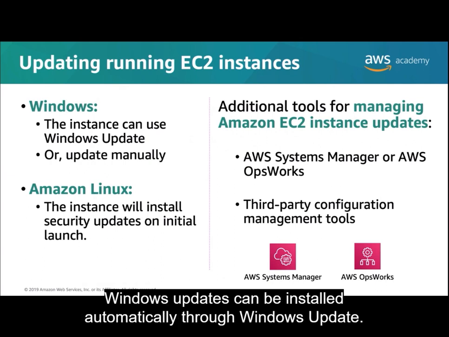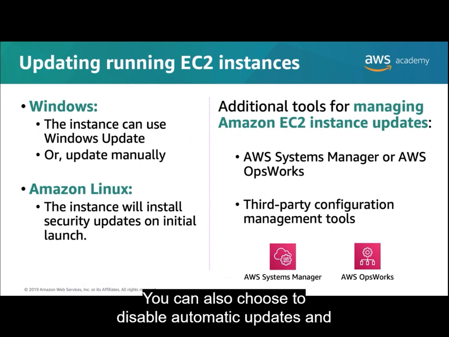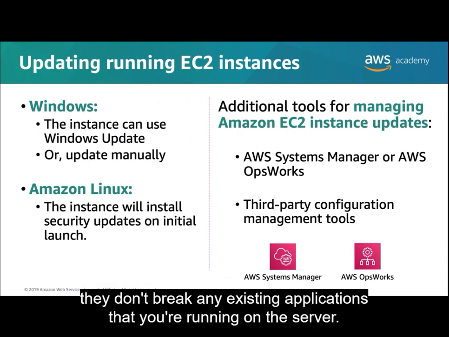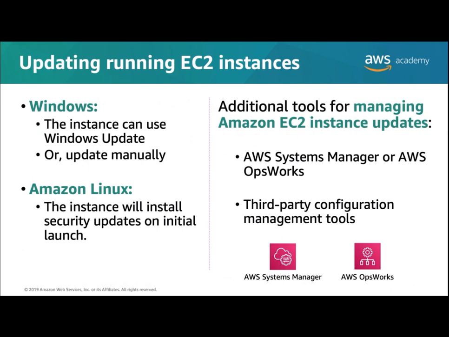Windows updates can be installed automatically through Windows Update. You can also choose to disable automatic updates and install the updates manually so that you can test recent updates to ensure that they don't break any existing applications that you're running on the server.